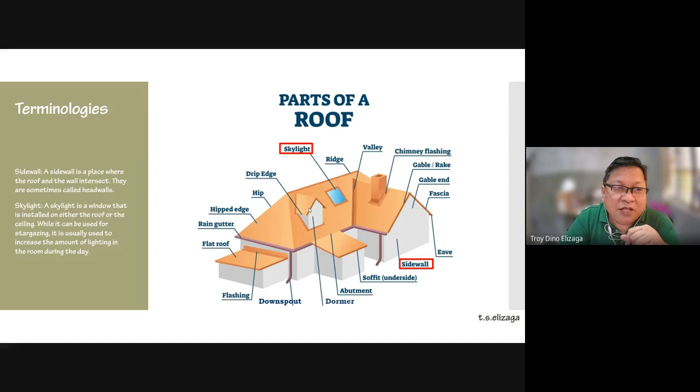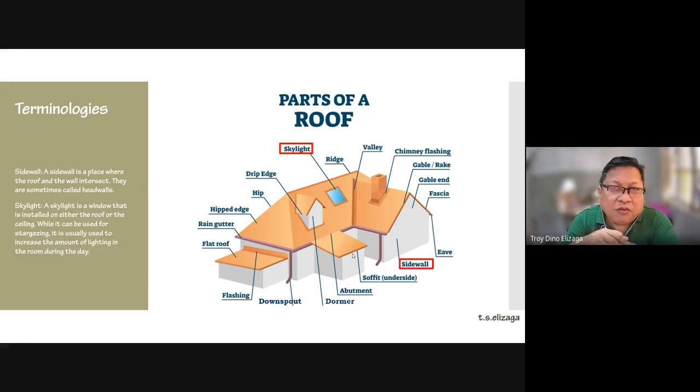A sidewall is a place where the roof and the wall intersect. They are sometimes called head walls. Okay, so nothing to explain there. And a skylight is a window that is installed on either the roof or the ceiling. While it can be used for stargazing, it is usually used to increase the amount of light in the room during the day. So the difference between a skylight and a dormer seems obvious, no? The skylight is just like a wall on the roof, but made of glass. I mean a hole, no?